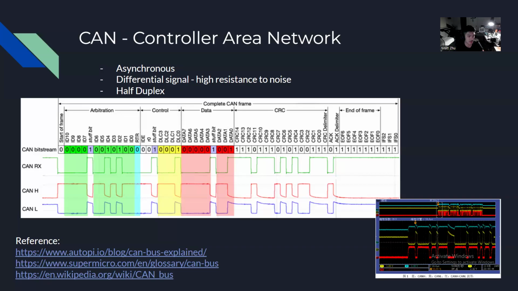You'll see here that there are some stuff bits. Essentially, what that means is that after five of the same bits, for example, 5 ones or 5 zeros in a row, it puts a stuff bit in there of opposite polarity, just so that the CAN bus doesn't register an error.